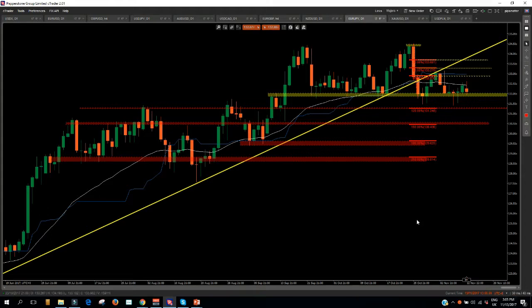Now mark my words here. Today we have the 13th of November 2013. Euro JPY will continue going lower. Why? Trend line, bullish trend line is broken, retested.